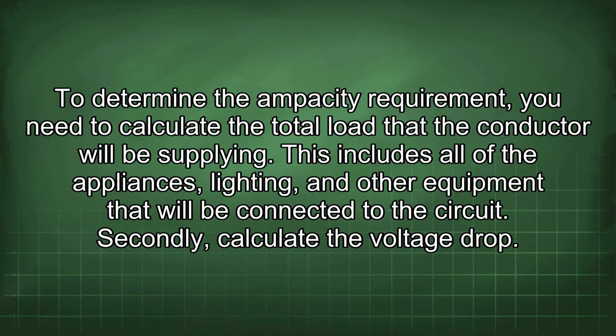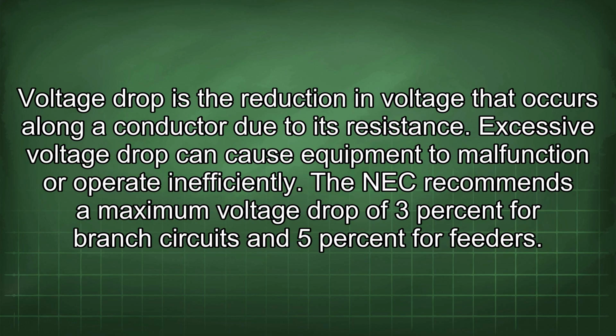Secondly, calculate the voltage drop. Voltage drop is the reduction in voltage that occurs along a conductor due to its resistance. Excessive voltage drop can cause equipment to malfunction or operate inefficiently. The NEC recommends a maximum voltage drop of 3% for branch circuits and 5% for feeders.